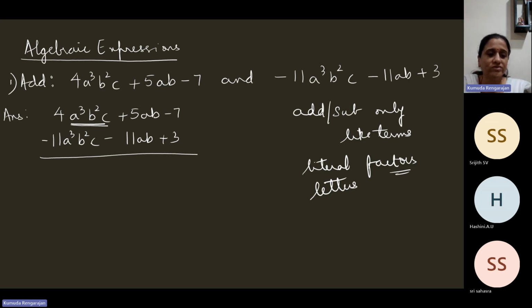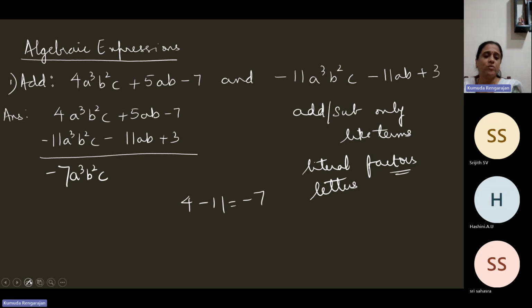So a cubed b squared c, a cubed b squared c. They're like terms. You can simplify them. Now, when you simplify, this a cubed b squared c will come down as it is. Then what should you simplify? You must simplify 4 and minus 11. What is 4 minus 11? Minus 7. So, minus 7a cubed b squared c.